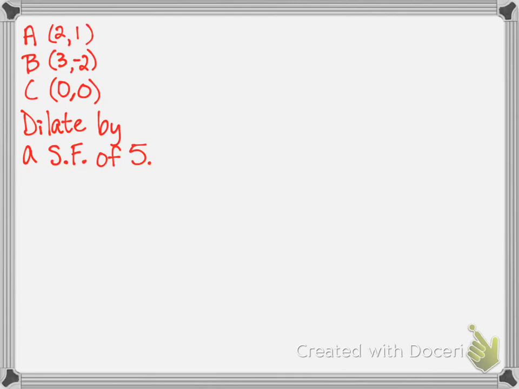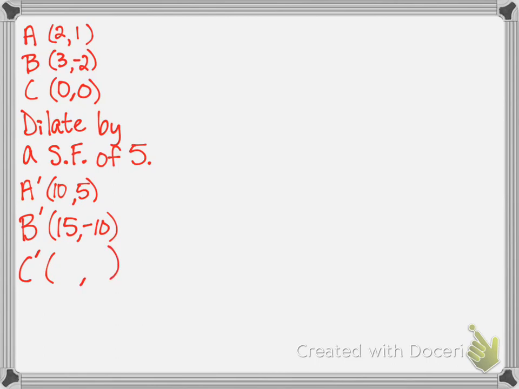If I'm dilating by a scale factor of 5, do you think I'm making this bigger or smaller? Bigger, because my scale factor is bigger than 1. And all we have to do is multiply every single number by 5. That's all you got to do. So A prime is going to be where? 10, 5. What about B prime? 15, negative 10. And C prime? 0, 0. Stays at 0, 0 in that case.